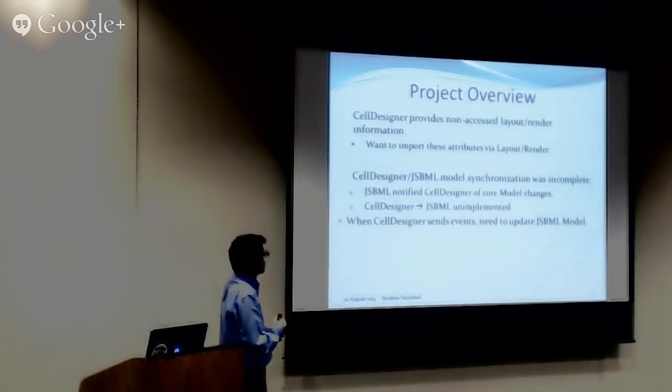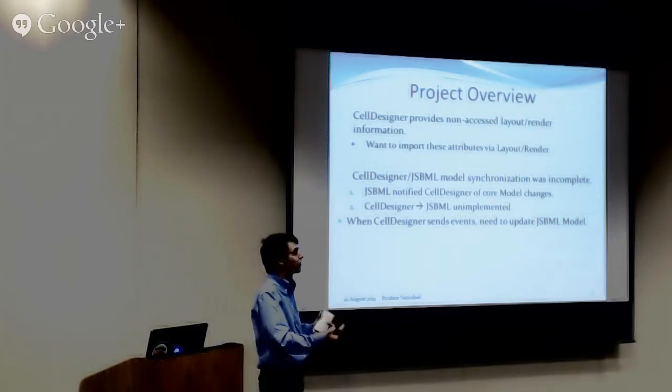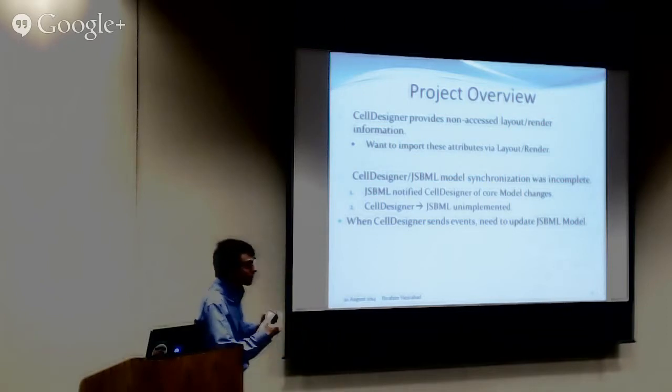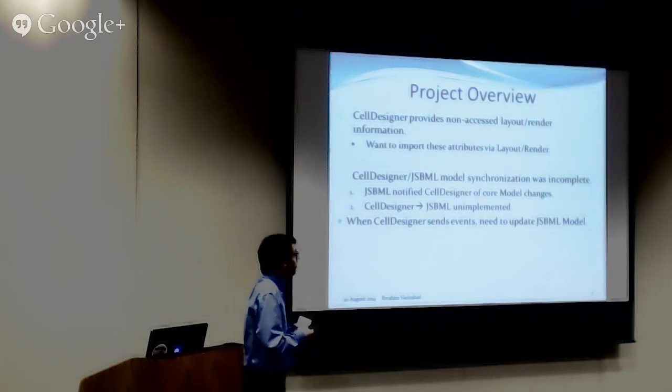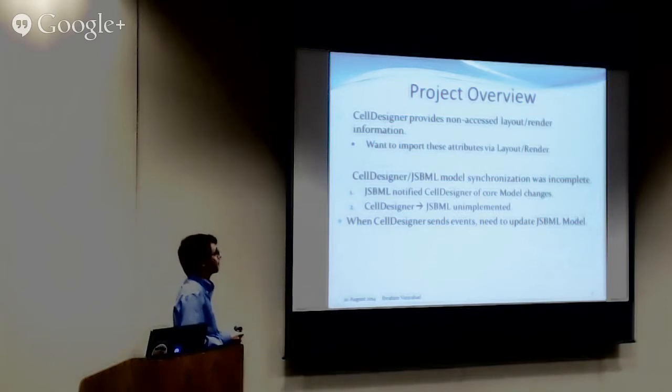In order to further develop the plugin interface, we found 2 areas in which improvements could be implemented. First off, CellDesigner provides layout and rendering information that was not currently accessed by JSBML. So we wanted to import these attributes via the SBML layout and render extensions.